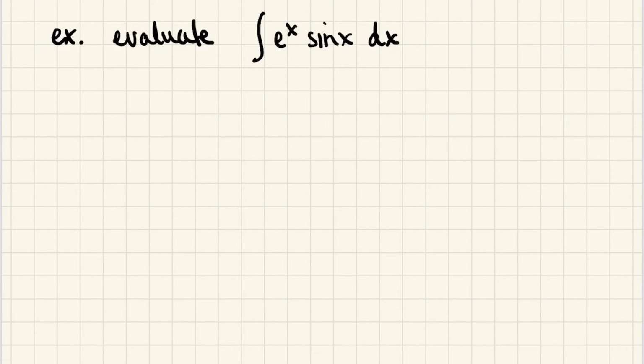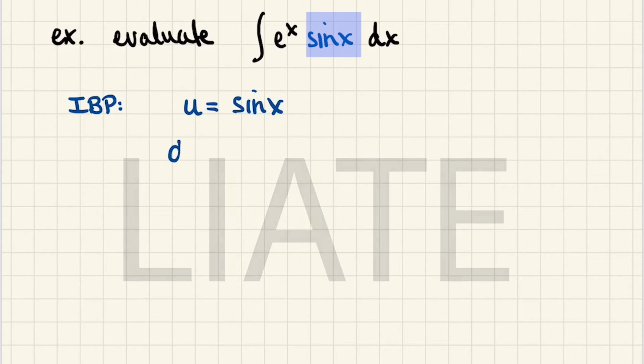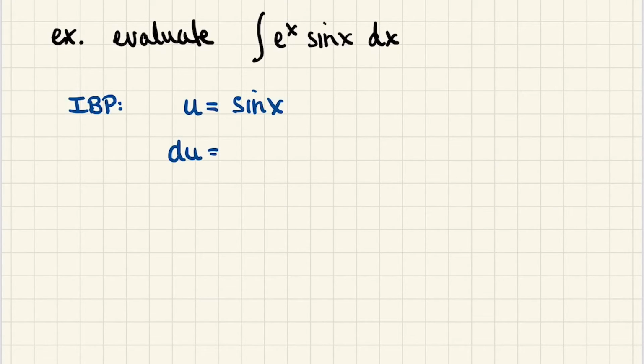Okay, this one promises to be interesting. So no obvious u substitution. Let's try integration by parts. So what should we let u equal? Well, according to LIATE, we should look for logarithms. We don't see any. And there's no inverse trig. And there's nothing algebraic. So we're now at the T for trigonometric. And oh, we have sine of x. So let's let u be sine of x. So du is cosine of x.